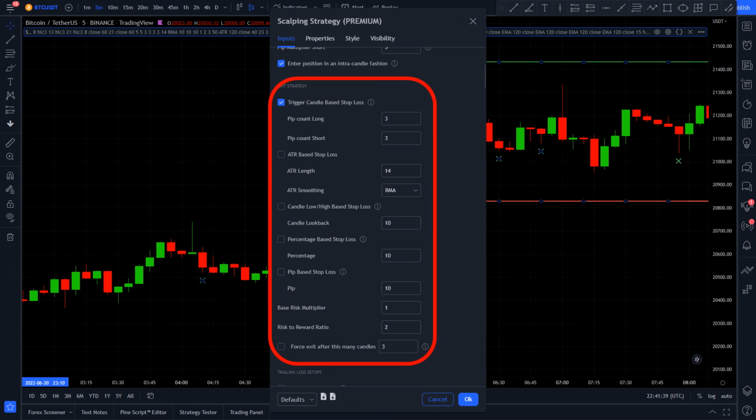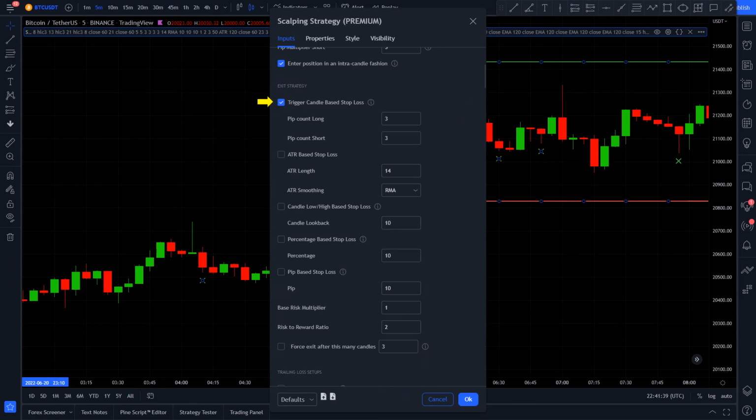In the next section, you can set the exit strategy or the take profit and stop loss levels. In this script, we added an extra function, the trigger candle based stop loss, to be able to replicate the original strategy. So, if you want to set your stop loss below or above the trigger candle, just like in the original strategy, you can set up that here.